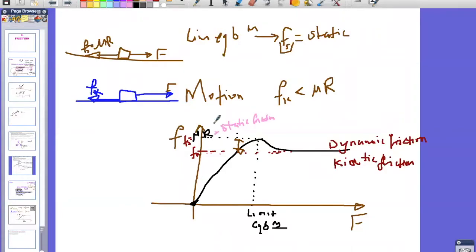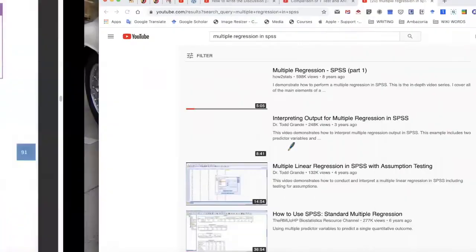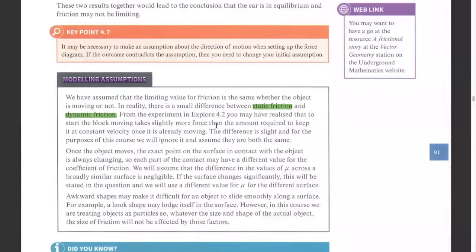So in mathematics, when the object is in limiting equilibrium, we take F equal to mu R. Also, when the object is sliding, is moving, we also take F equal to mu R. That is an assumption that is made in mathematics, but you should always understand that it is an assumption. We take it to be mu R, even though it is a little bit smaller.